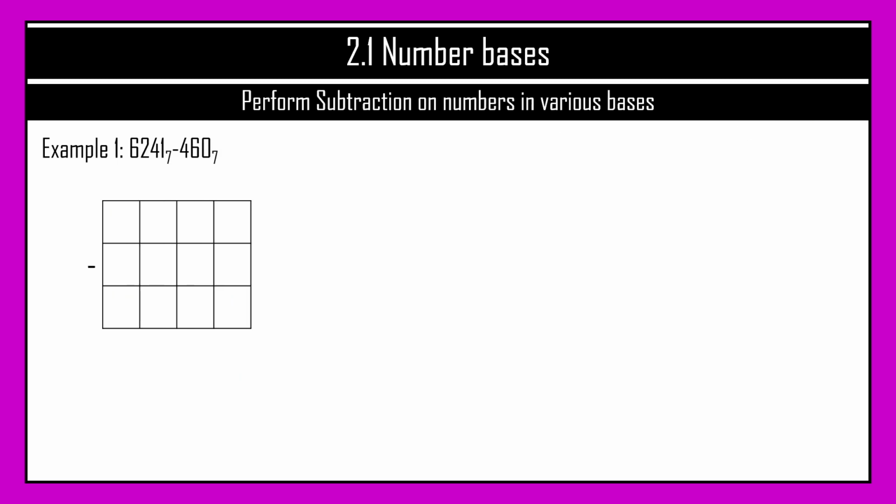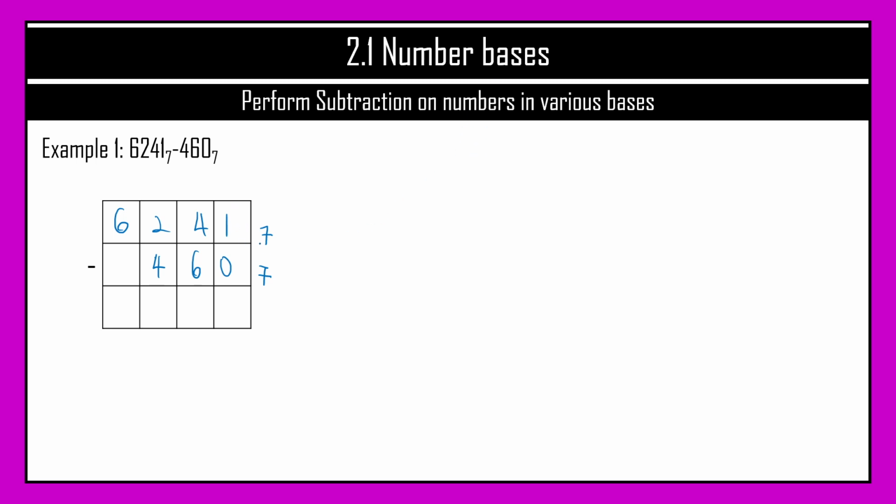Alright, next we are going to look at how to perform subtraction on numbers in various bases. So let's look at example 1. Okay, so the number that we have here is 6241 base 7 minus 460 base 7. Alright, so we're not going to deal with negative numbers. So whenever you get this one, make sure it's a larger number minus the smaller number.